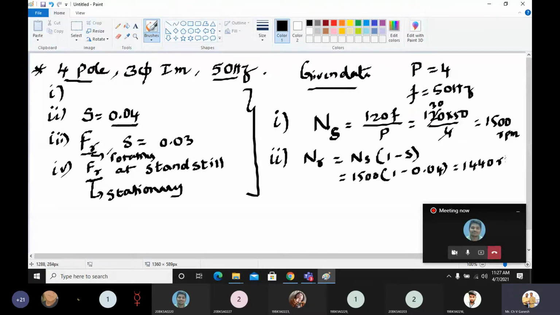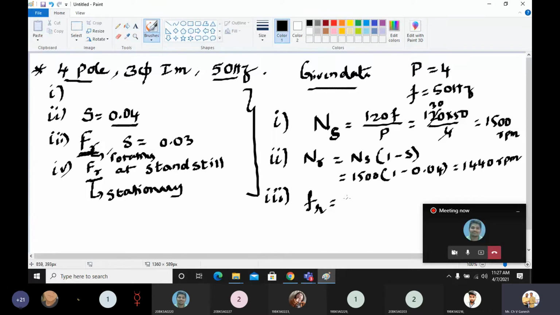1440 rpm. These are the simple formulas. Okay, next come to the third one. In the third one, I need to find out the rotor frequency, the frequency of the rotor current. What is the formula?